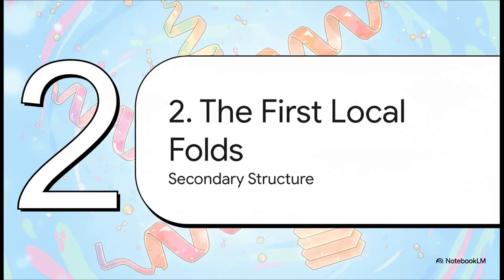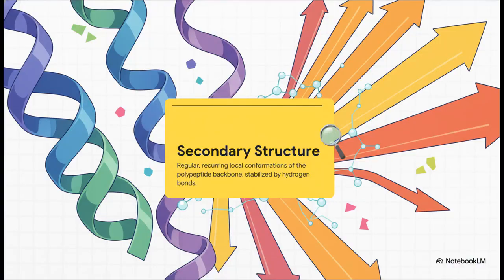All right, let's move up to the second level. We've got our blueprint. Now the manufacturing process can begin. And it starts by forming some standardized repeating parts from local folds in the chain. And this is what we call the secondary structure. Now, we're not folding the whole protein yet, not even close. Instead, little sections of the chain start twisting and folding into these regular, repeating shapes. And the key here is that these shapes are held together by hydrogen bonds that form only between atoms in the chain's backbone. Those unique side chains, we're completely ignoring them for now.